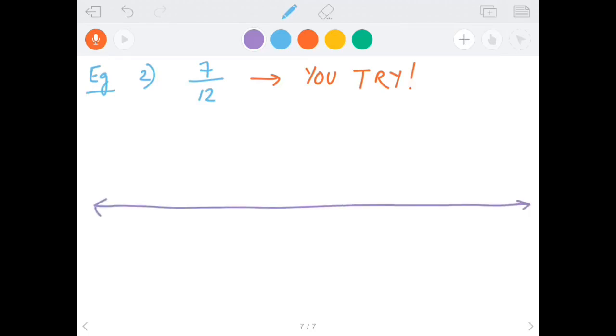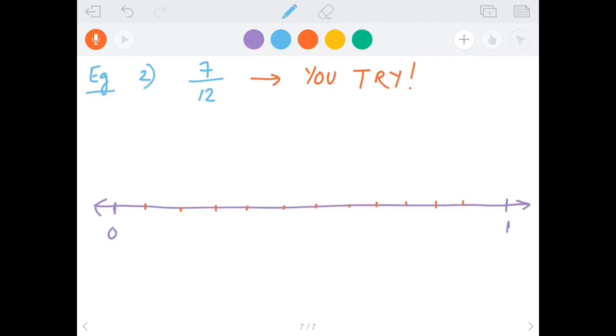I'm going to put 2 arrows on either side. I'm going to put a 0 on one end and 1 on the other. Now let us look at the fraction again. We notice that the denominator of the fraction is 12. So now I'm going to divide it into 12 equal parts. 3, 4, 5, 6, 7, 8, 9, 10, 11, and the 12th one will be on top of 1.